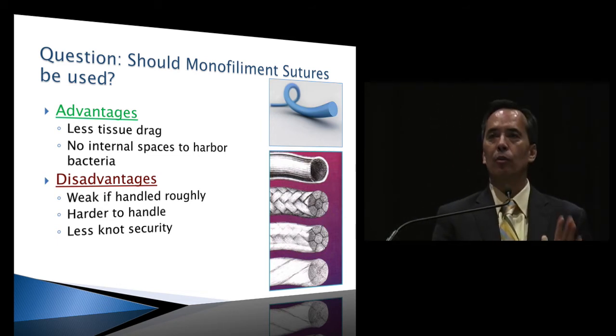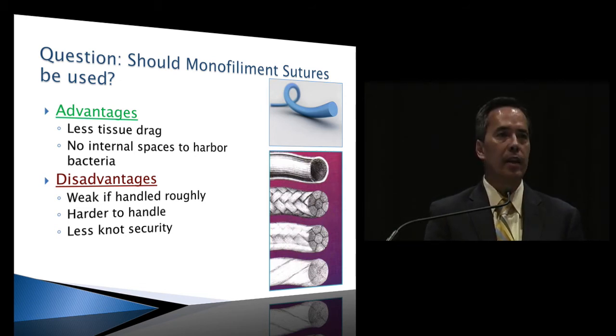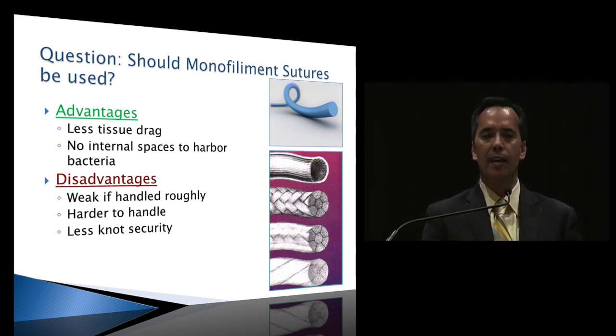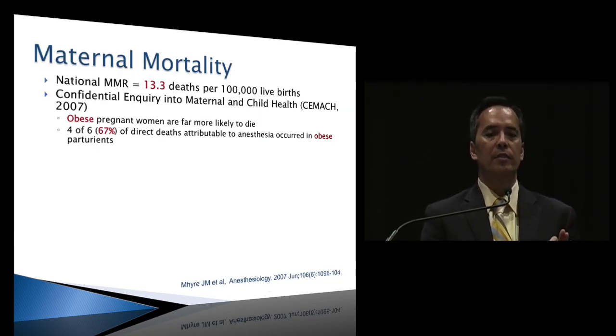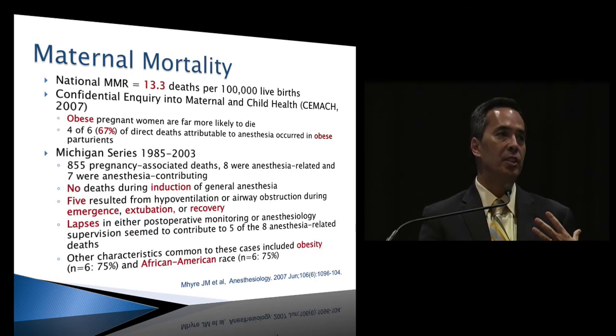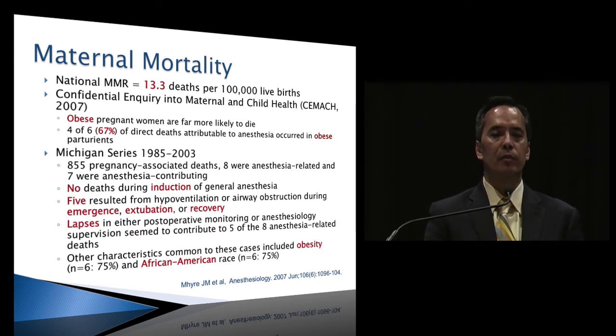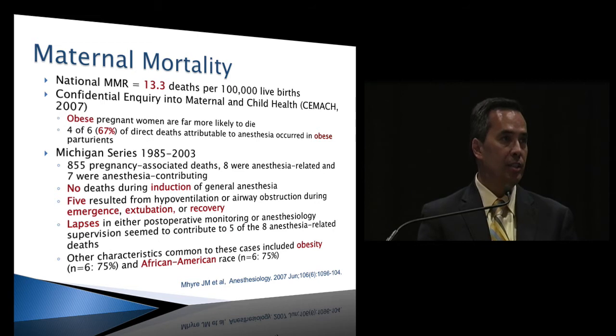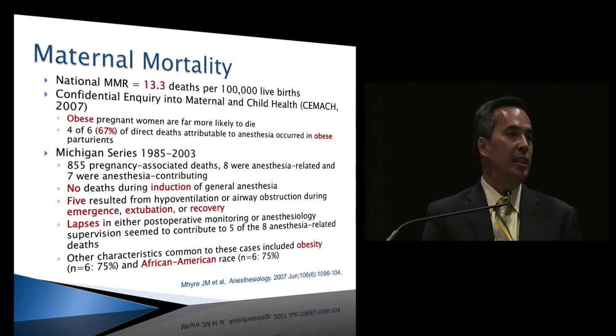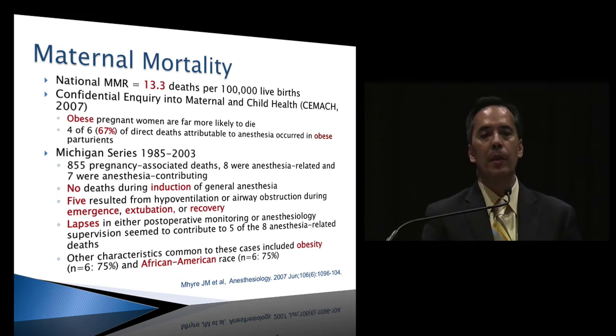Now, what about maternal mortality? The national MMR, I think Dr. Buckwick said it would drop down to like 11.2 or something like that, so it's around that range. In the confidential inquiry in 2007, 67% of direct deaths attributable to anesthesia occurred in obese parturients. And then we all know about the Michigan series from Jill Meyer et al., where they had 8 anesthesia-related deaths.